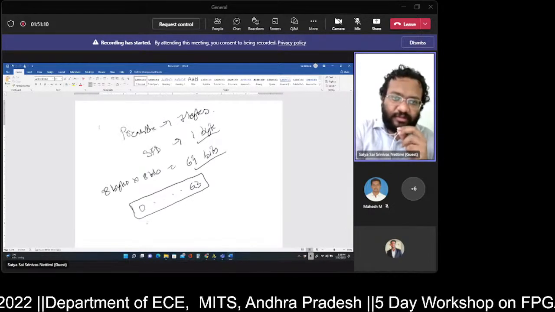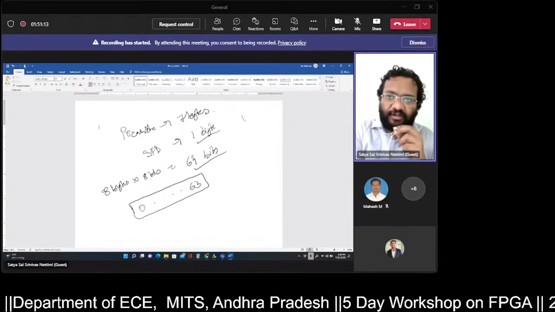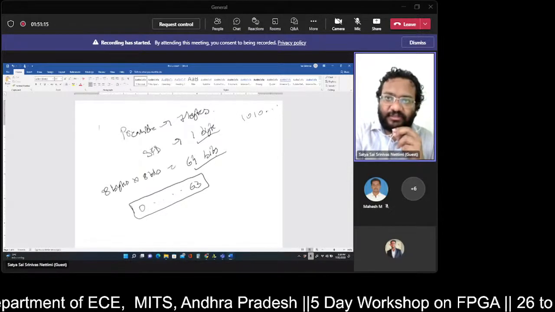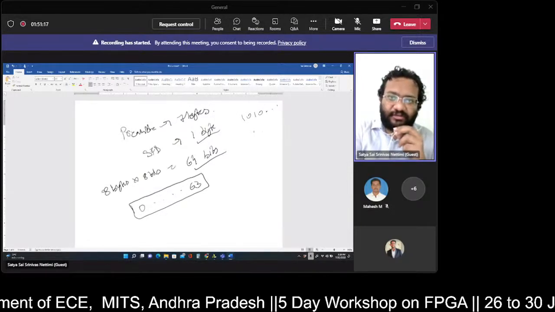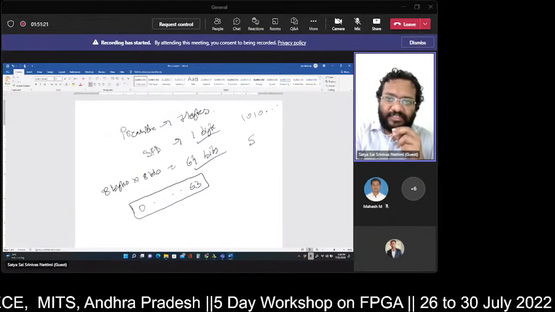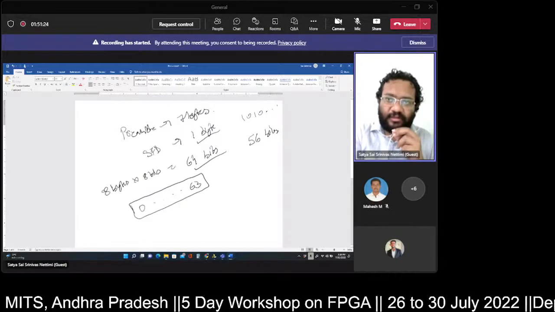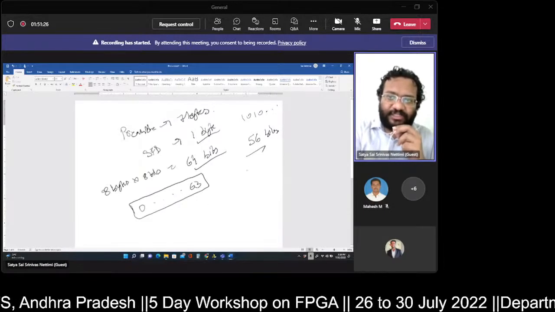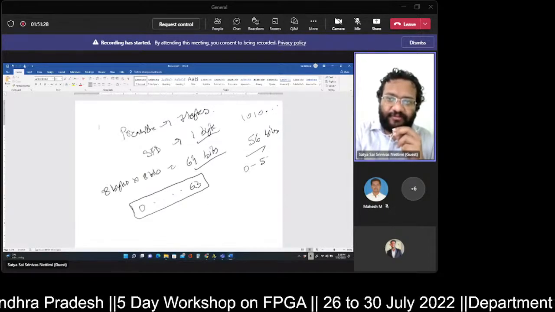So the preamble is alternating ones and zeros. These alternating ones and zeros are a total of 56 bits. So 56 bits means 0 to 55.